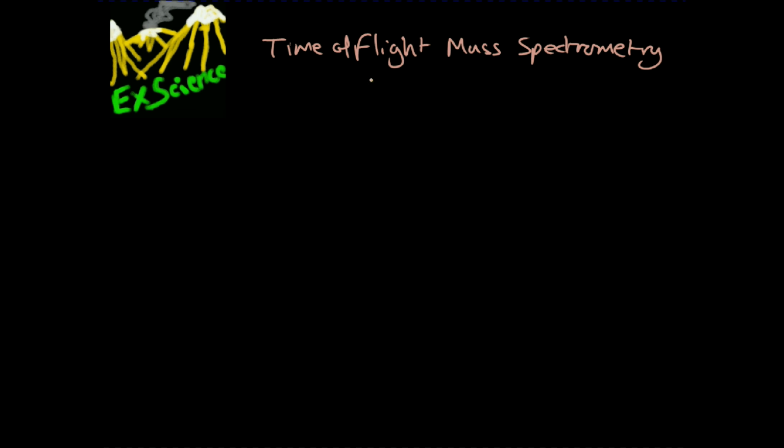Once you have a material that you want to analyse, obtaining a mass spectrum consists of three main parts. We'll talk here about modern time of flight mass spectrometry, usually abbreviated as TOF MS.